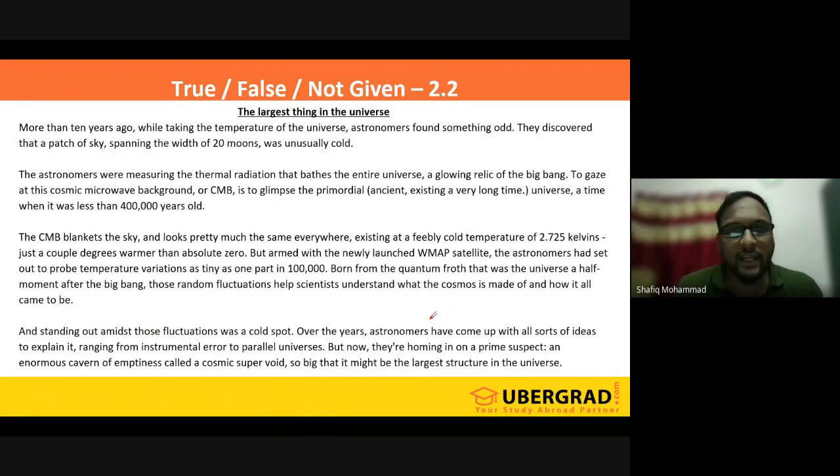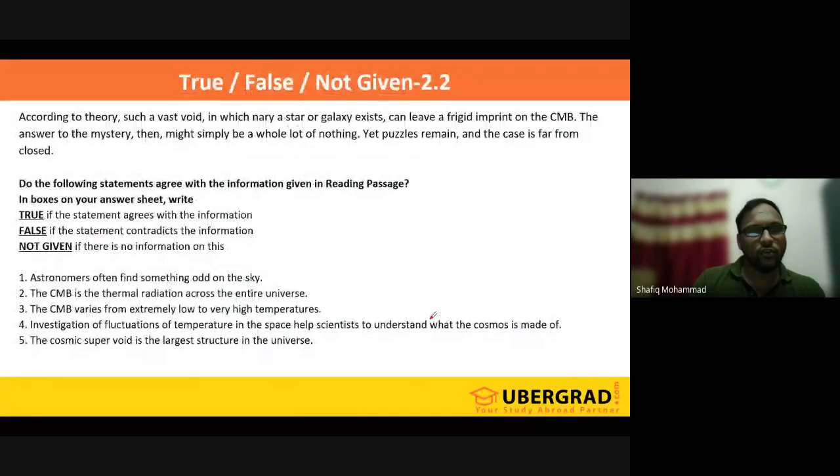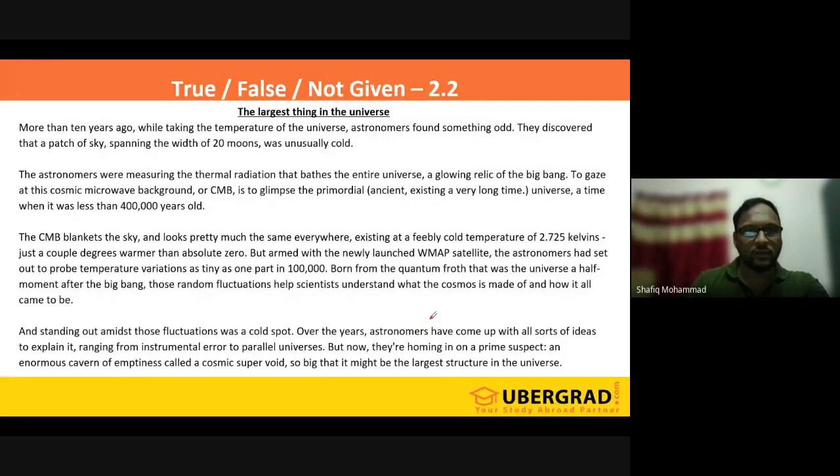So the largest thing in the universe, it's a little big paragraph. It has a passage with 3 to 4 short paragraphs. I want you to go through it. I'll keep the questions and this slide open, and I want you to access this one.